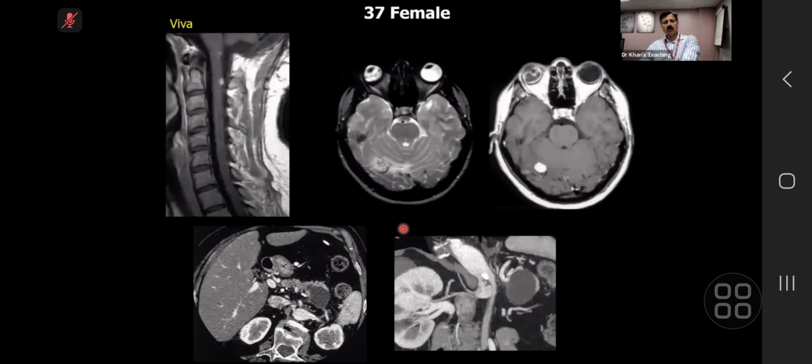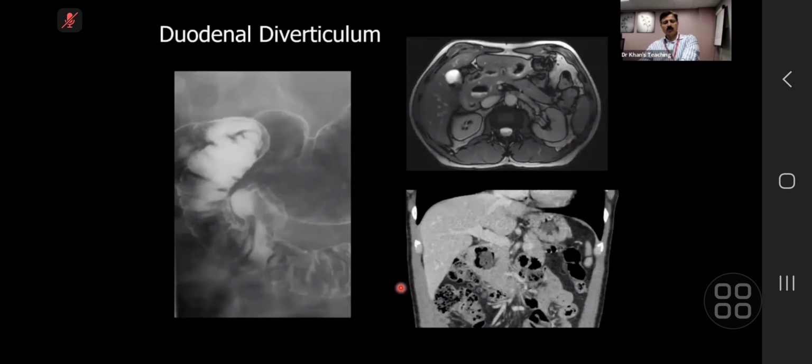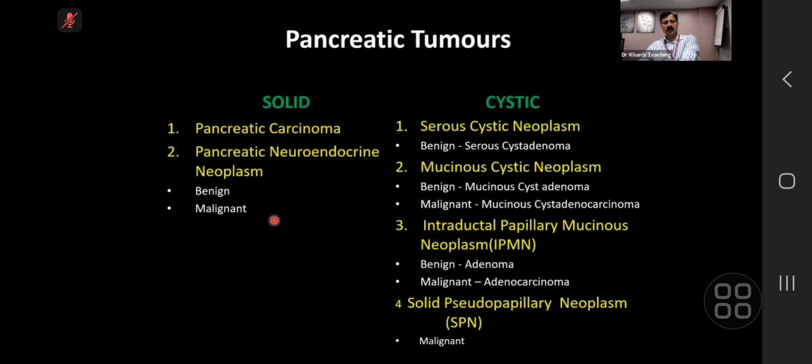Von Hippel-Lindau syndrome we will cover in our CNS module, where you can see that there is hemangioblastoma of the cord, hemangioblastoma of the cerebellum. Here is a retinal vascular tumor of the right orbit, and with that, this cystic lesion in the pancreas. So von Hippel-Lindau is a very important case. It can come in a long case also. Duodenal diverticulum: the key thing is, don't confuse it with a cystic lesion.